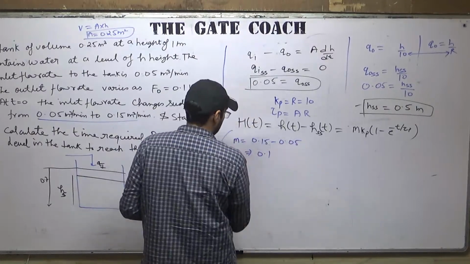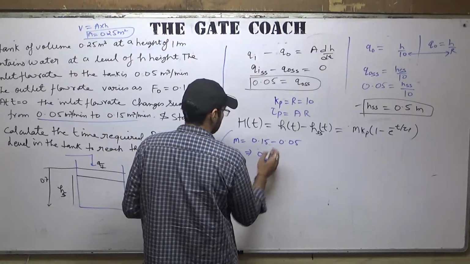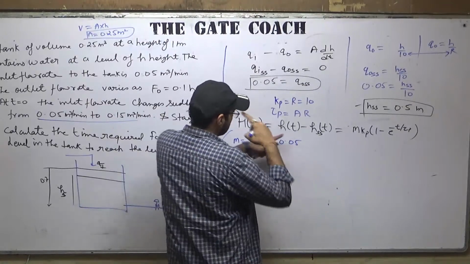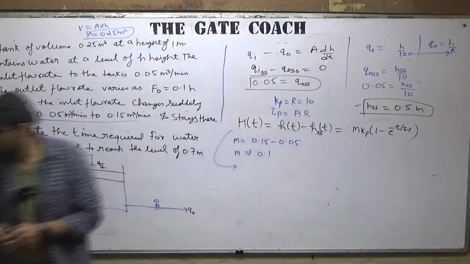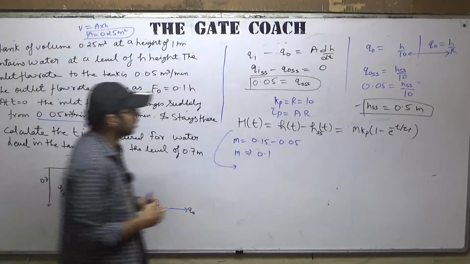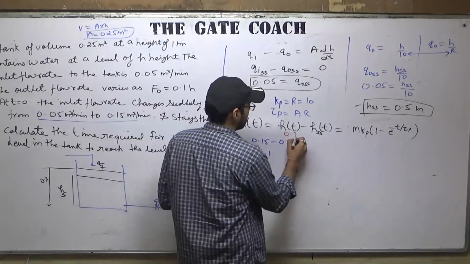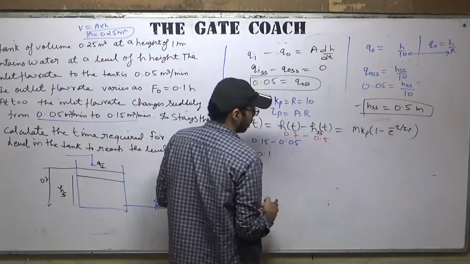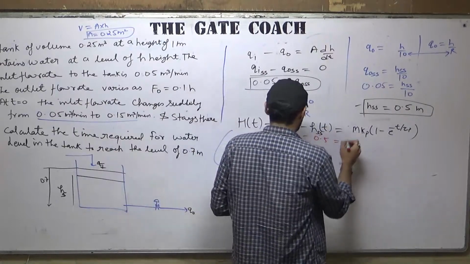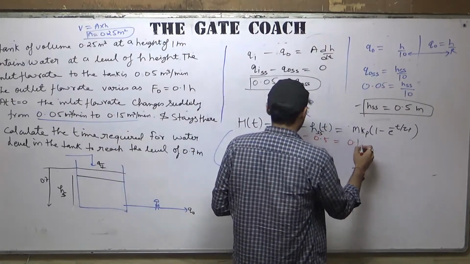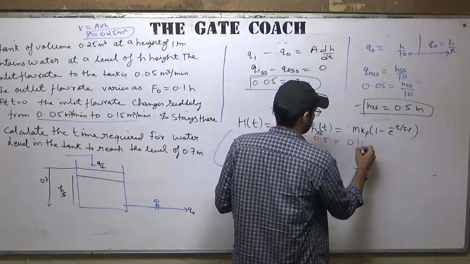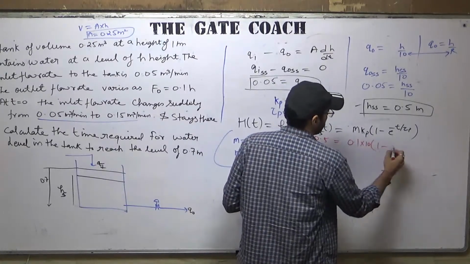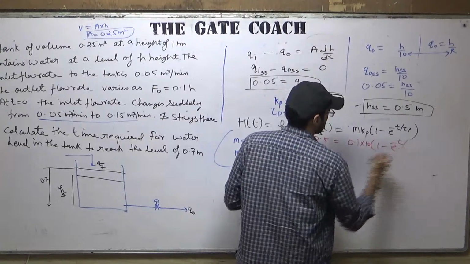So from here we can also say that h of t minus hss: the final value is 0.7, the initial value is 0.5. And M is your 0.1. What is Kp? Kp is 10. 1 minus e power minus t by what is tau p?